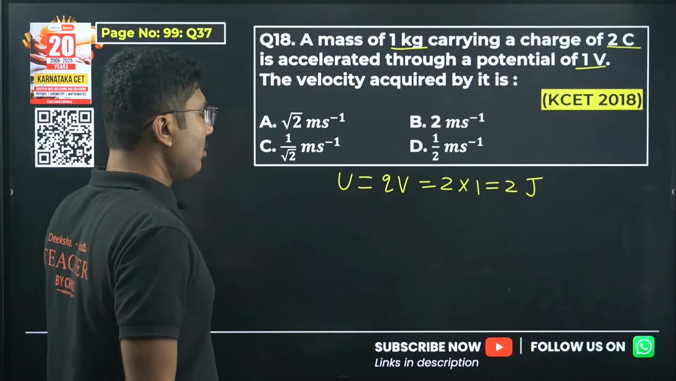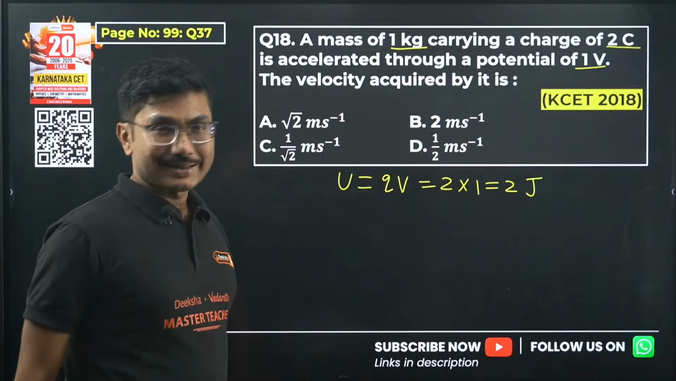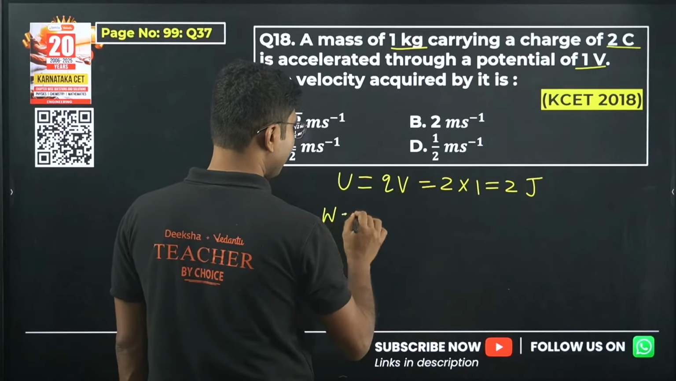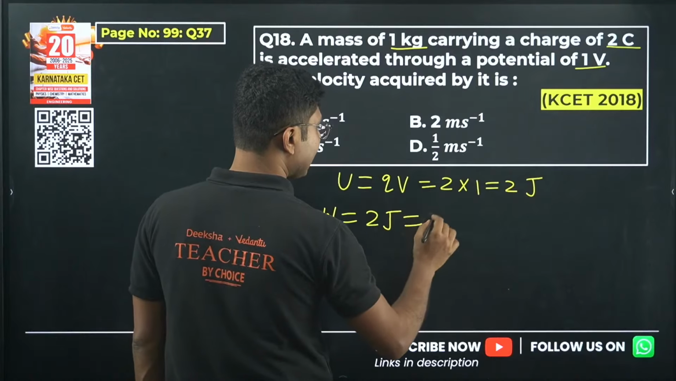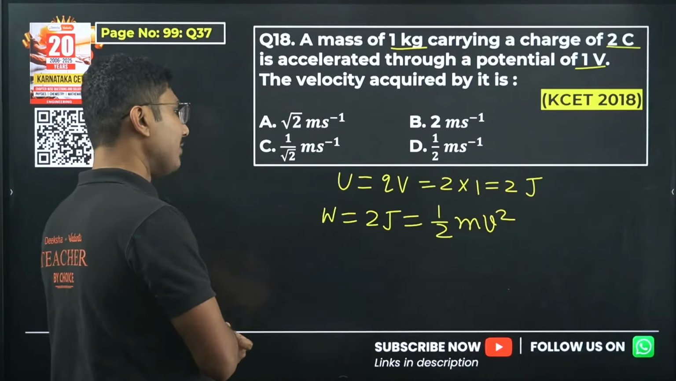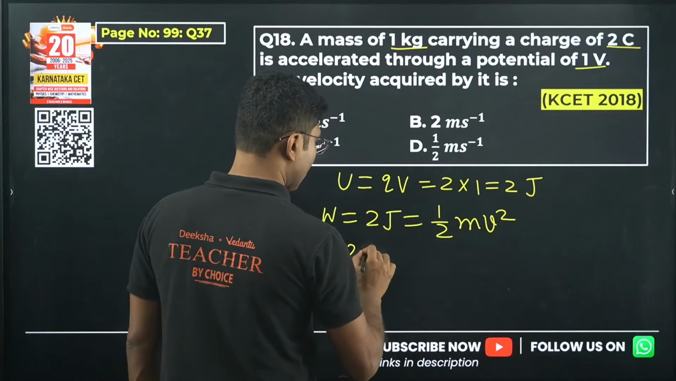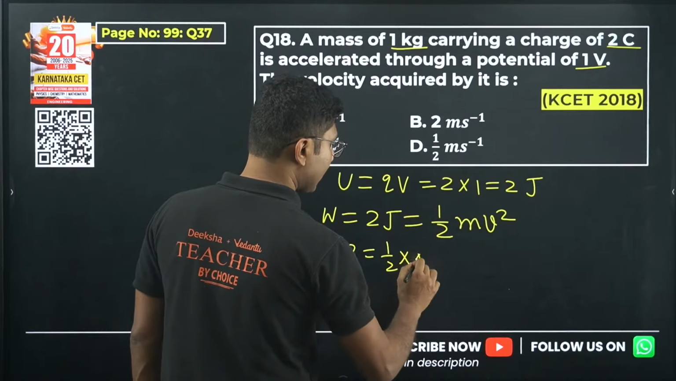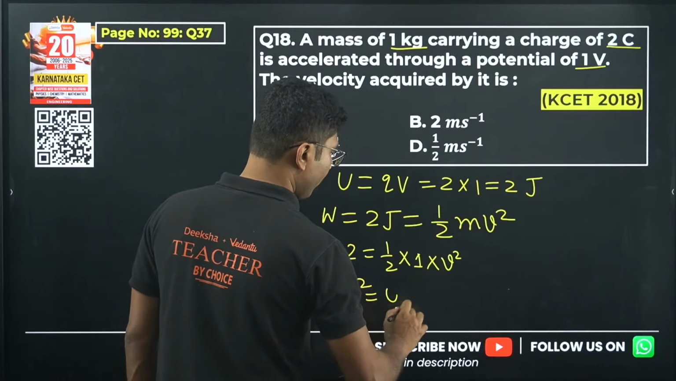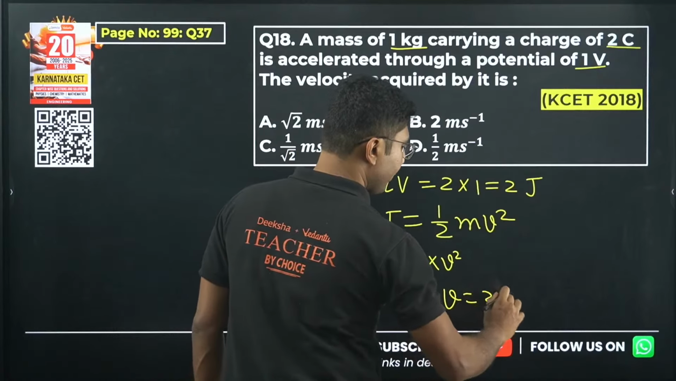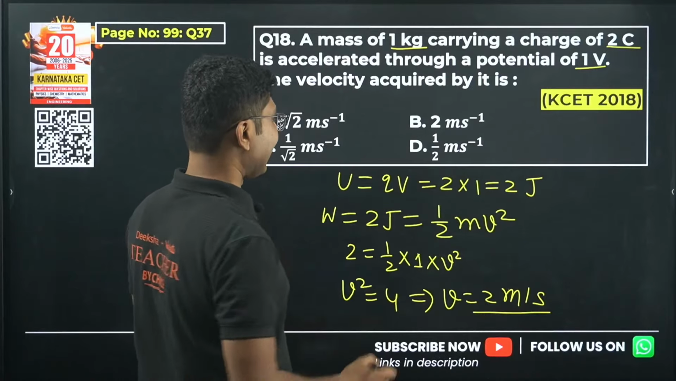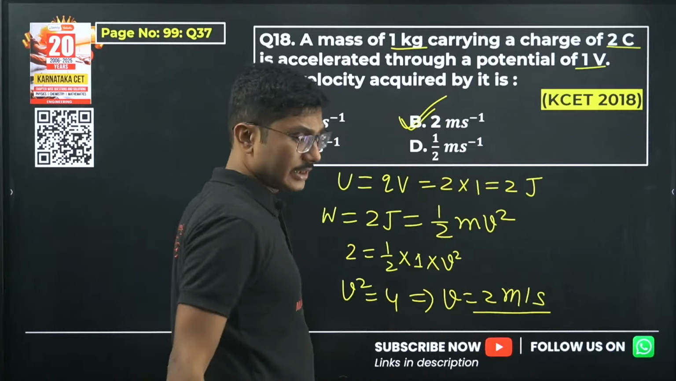Now when you accelerate this charge, this much work you have to do to accelerate the charge. So the work done is 2 joules, and from the work energy theorem, this must be the kinetic energy. So kinetic energy equals half mv square. So 2 equals half into mass, given 1 kg, into v square. So v square equals 4, or v equals 2 meter per second. So 2 meter per second is the answer. Correct answer is option B.